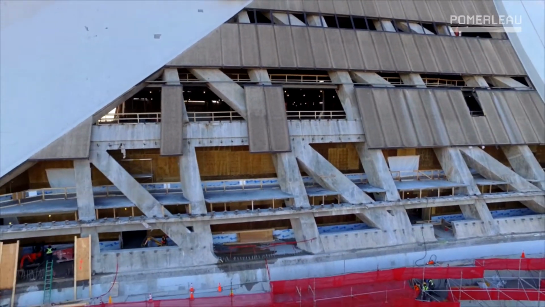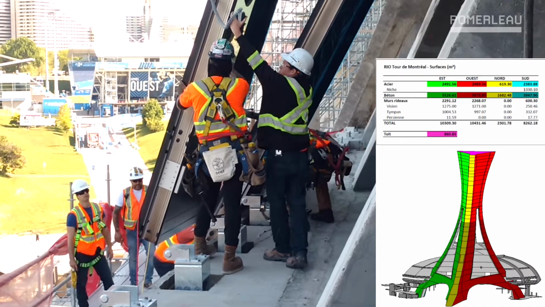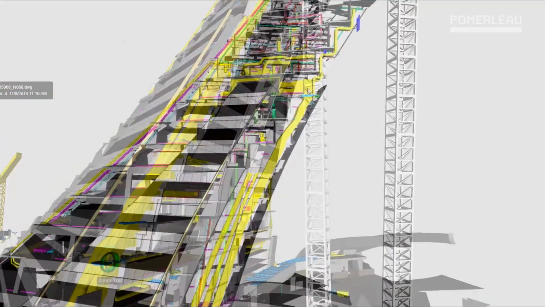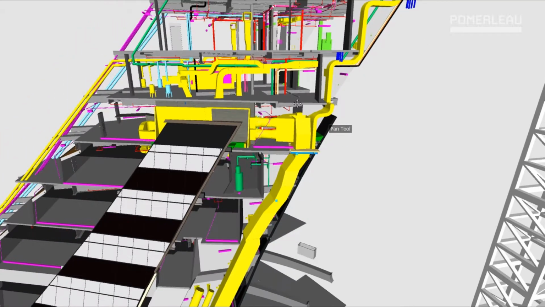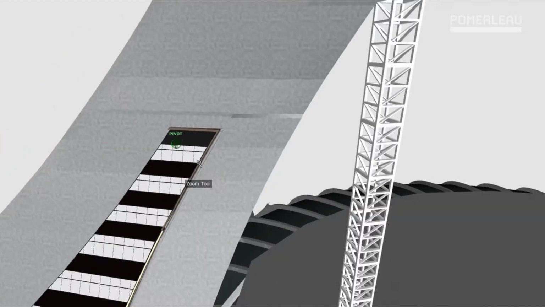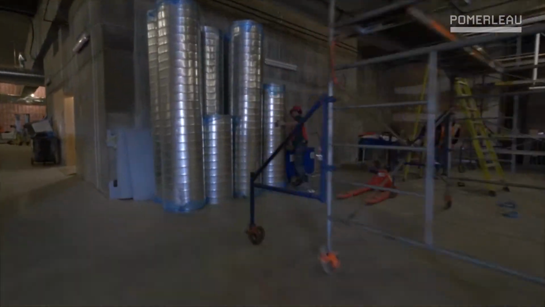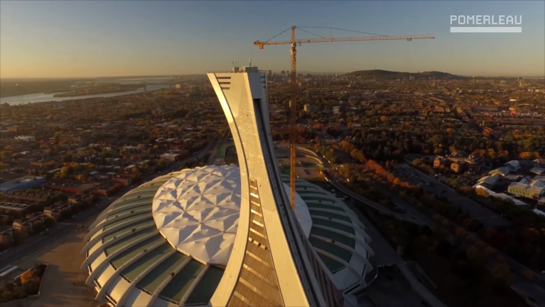Quantities takeoff of this complex structure were extremely facilitated. Multidisciplinary BIM coordination of the enormous sloped ventilation ducts allowed for their prefabrication and accelerated their installation. The 3D laser scan and the use of fabrication models by the trade partners was a flawless process.